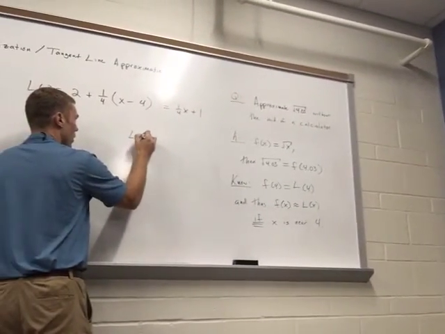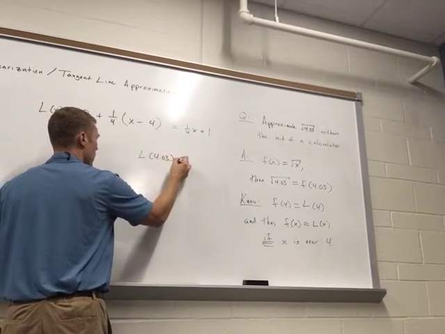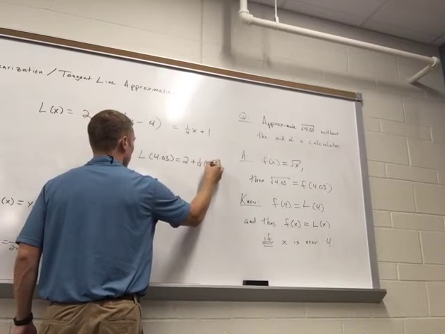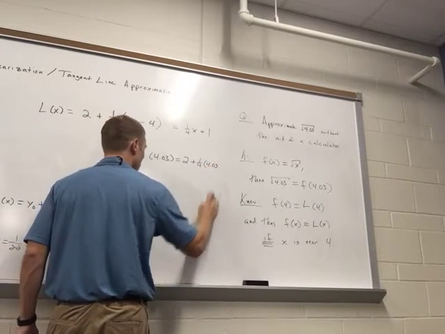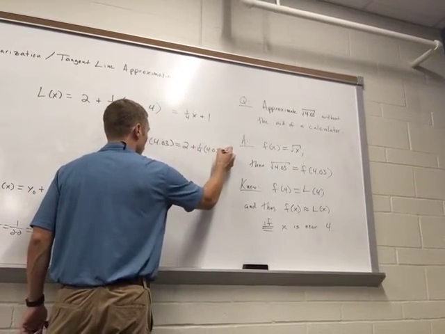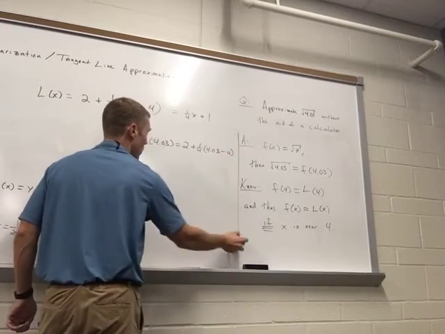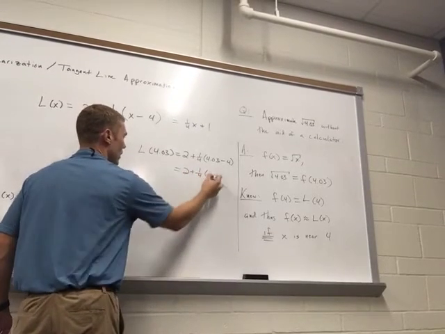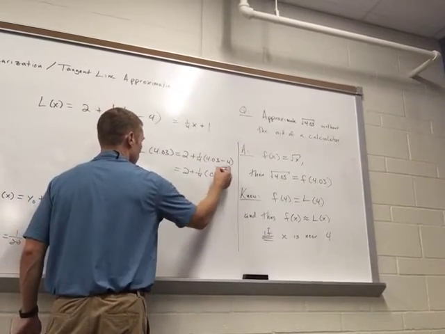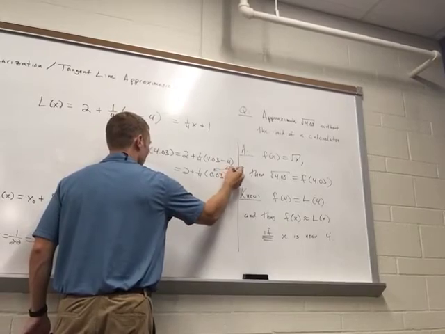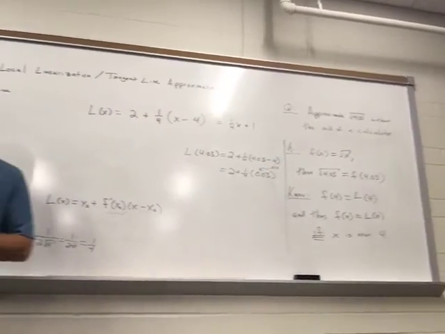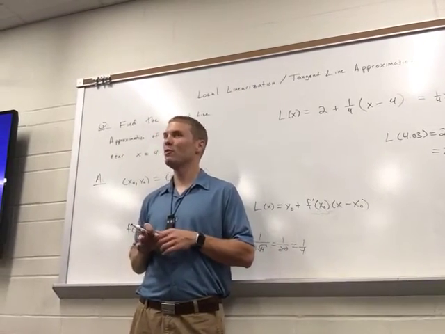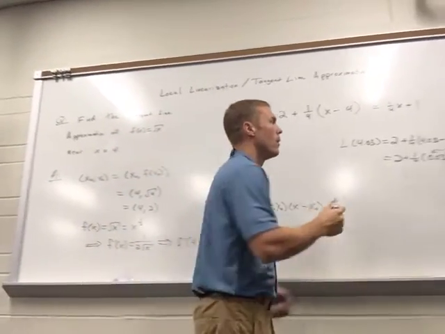So L of 4.03 should equal 2 plus 1/4 times 4.03, that's horrible, minus 4, which is 2 plus 1/4 times 0.03. That's the delta x we had before. That's how much you've moved from the known x to this new x. It's just the calculation we've been making for quite a while now.